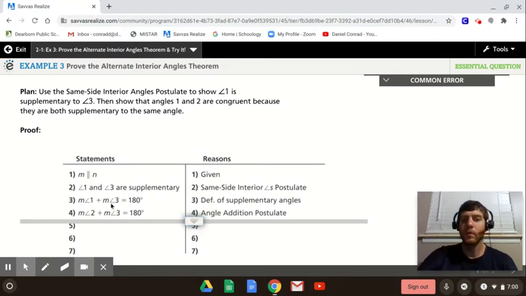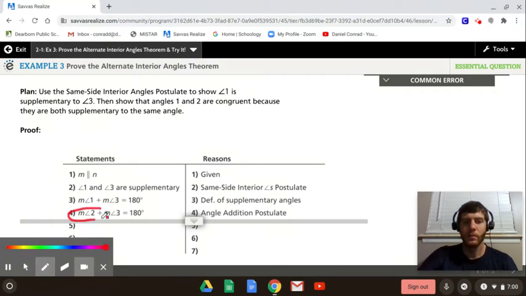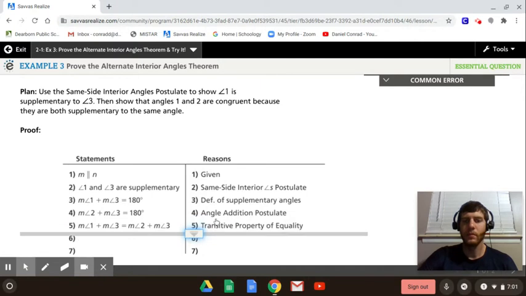Since they both add up to 180, we can either do substitution, where we substitute in the measure of angle 2 plus the measure of angle 3 for 180 here, and get the measure of angle 1 plus the measure of angle 3 equals the measure of angle 2 plus the measure of angle 3. We could substitute this in for here, and replace 180 with this. Or we could use the transitive property. Let's see which one they did. Okay, they use transitive. Either way, it's the same outcome.